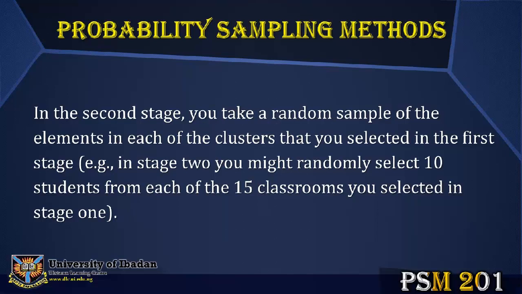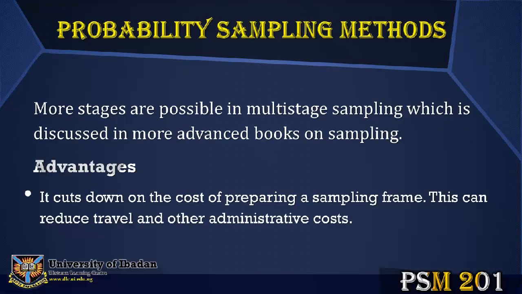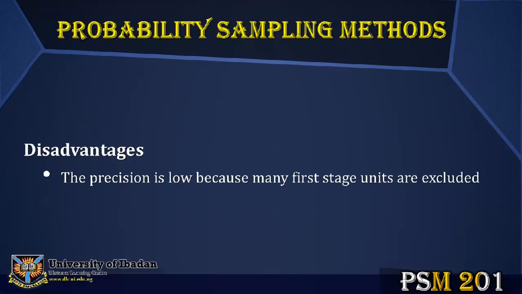E.g., in stage 2, you might randomly select 10 students from each of the 15 classrooms you selected in stage one. More stages are possible in multi-stage sampling, which is discussed in more advanced books on sampling. Advantages: it cuts down on the cost of preparing a sampling frame. This can reduce travel and other administrative costs. Disadvantages: the precision is low because many first-stage units are excluded.